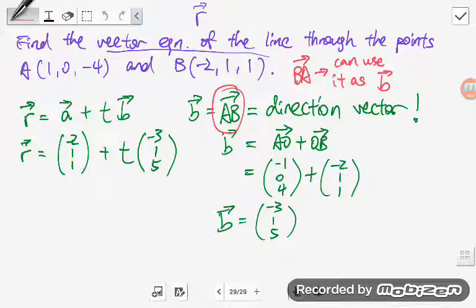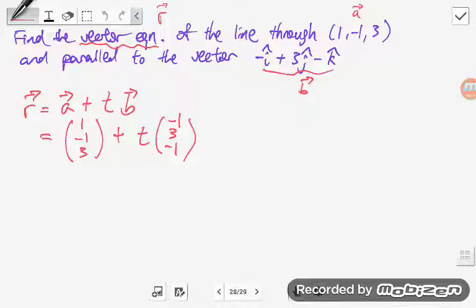Okay, in this video, we are going to continue from two examples that we did in the previous video. In the previous video, I showed you guys two examples. The first one is relatively easy. They gave us a point, and they also gave us the direction vector, and all we have to do is find the vector equation of that line, right?